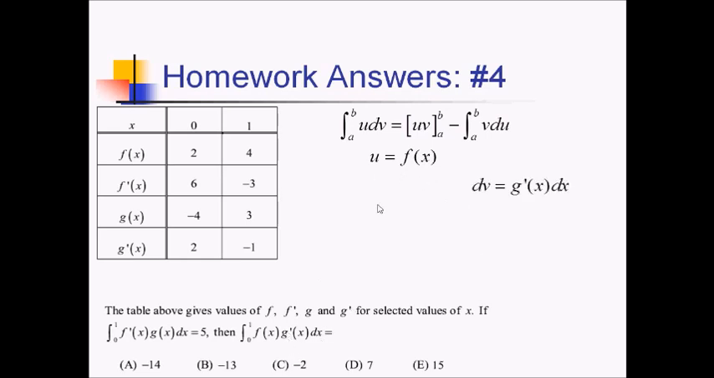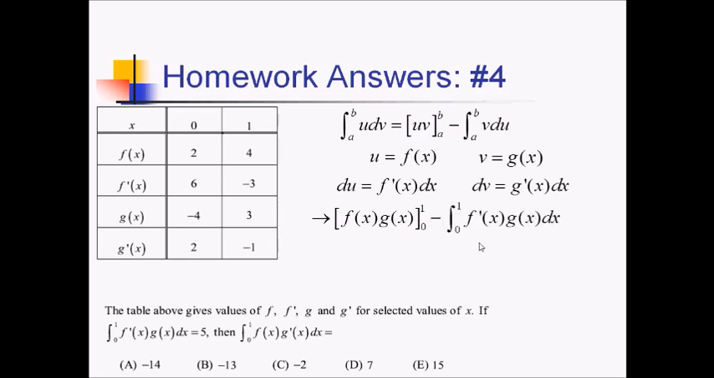All right, du then is going to be f prime of x dx. V, the antiderivative of g prime, is going to be g, and I'm actually okay with that because we have some g values in that table. Moving on then, let's go ahead and plug things in our formula. So for uv, I've got f of x times g of x evaluated from 0 to 1. Those were our limits of integration, minus the integral of f prime of x times g of x dx. That's the v du part.